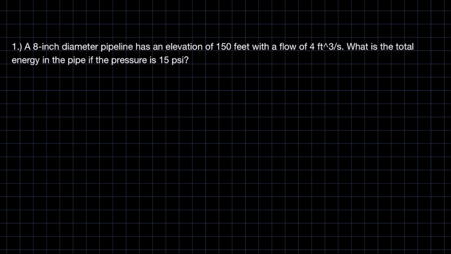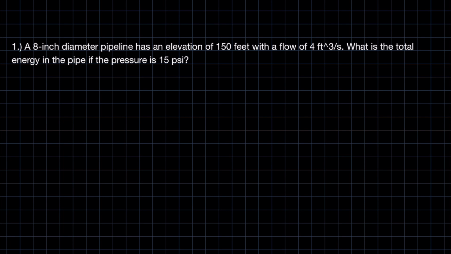All right, so first question. An 8-inch diameter pipeline has an elevation of 150 feet with a flow of 4 cubic feet per second. What is the total energy in the pipe if the pressure is 15 psi?